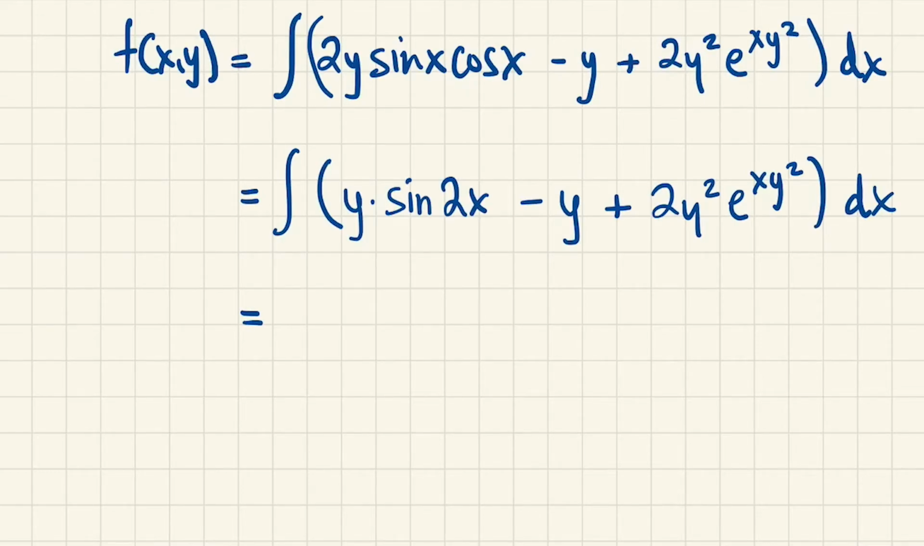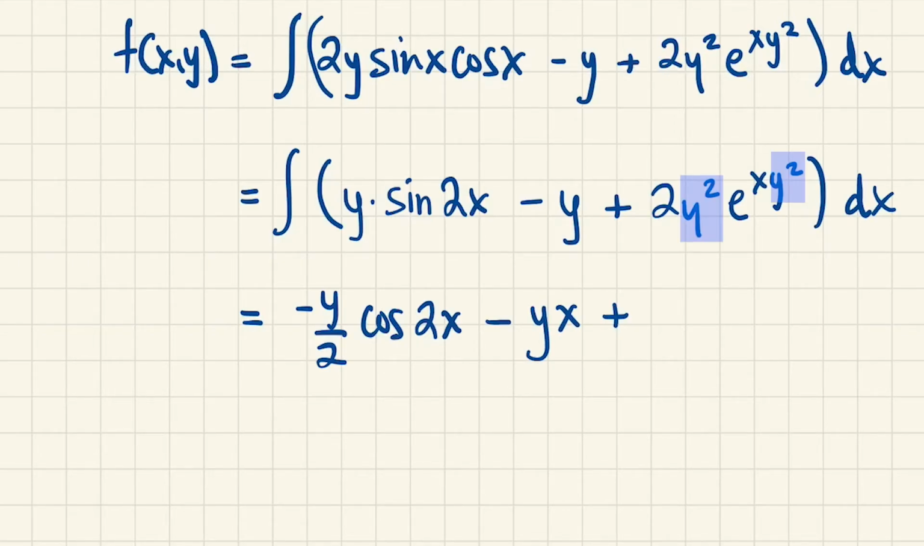So we know the antiderivative of sine is negative cosine. And with this 2 coefficient, we can do a quick u substitution, which brings out a factor of 1/2. So we're going to get negative y over 2 cosine of 2x. Again, we are integrating with respect to x, so this is simply going to be y times x. These y's here are constant, so it's going to be like 2y squared times the antiderivative of e to the xy squared. But in fact, let's just work that out now. That's going to be e to the xy squared divided by y squared.